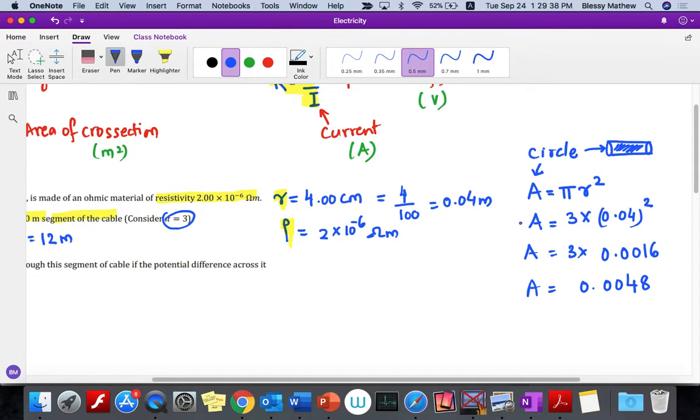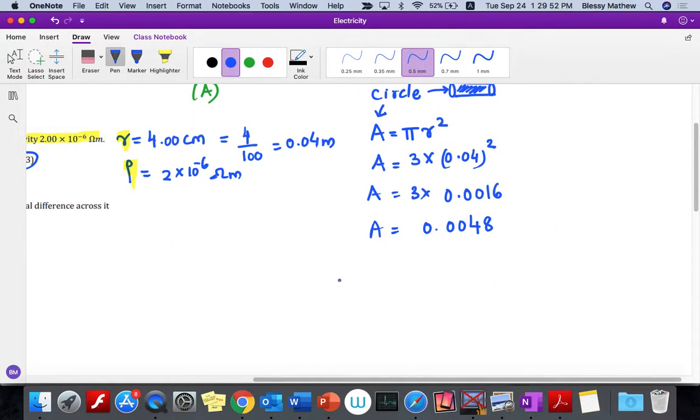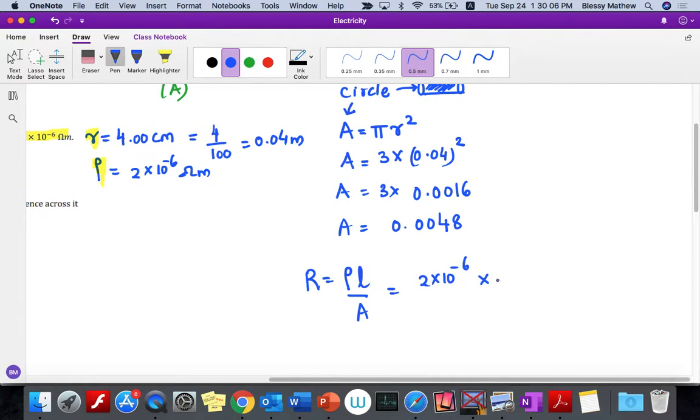Now we will use the formula. We have to get the resistance, so we have to use this formula for resistance, because we have got resistivity, we have got length, we have got area of cross section. So we have to just substitute. So let's use that formula. R equal to rho L over A. Rho is 2 multiplied by 10 to the power negative 6. L is 12. So 12 divided by area of cross section, 0.0048. Now if you calculate this, you will get the answer as 5 multiplied by 10 to the power of negative 3, and the unit will be ohm, because we are calculating resistance.